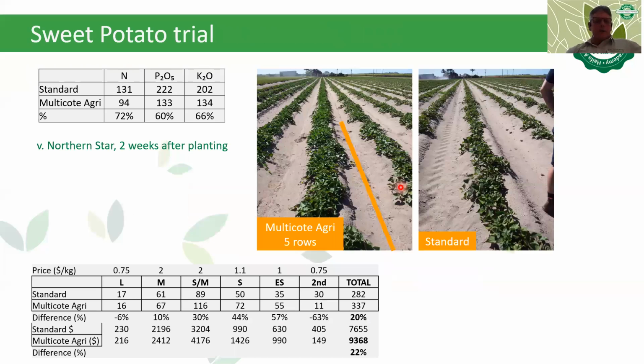A more recent trial also done in Australia. You can see the standard growth. You can see it's a much smaller, weaker plant compared to the Multicote, which was planted here in these 5 rows to the left, and to the right was the conventional. And they measured similar sizes, and basically you're sitting here with a 20% yield increase and a 22% increase in value of that crop.